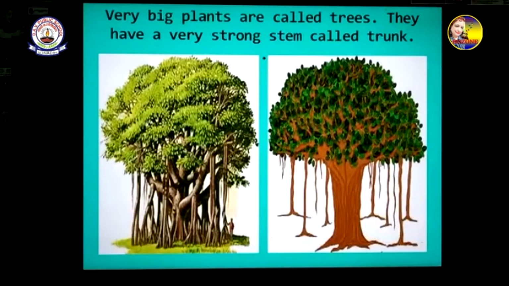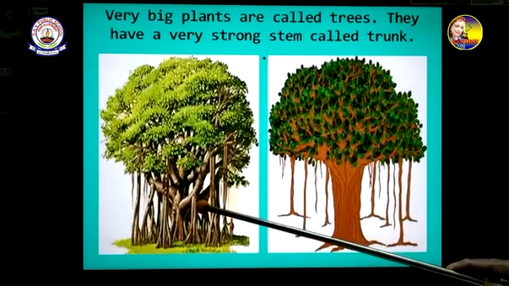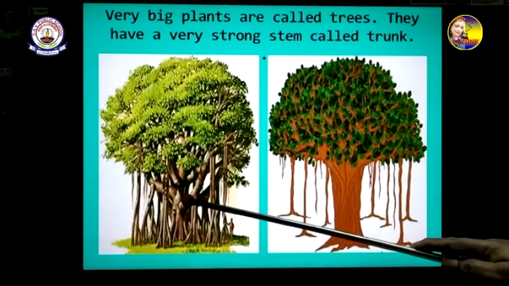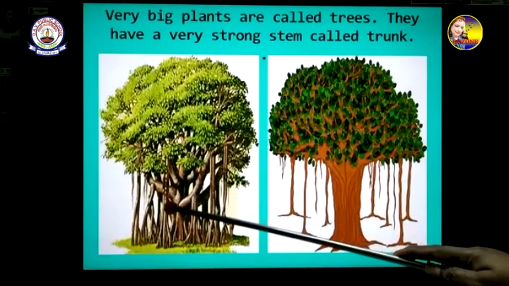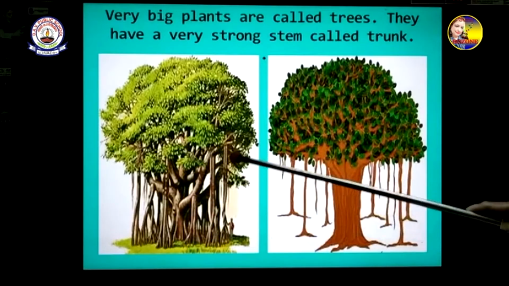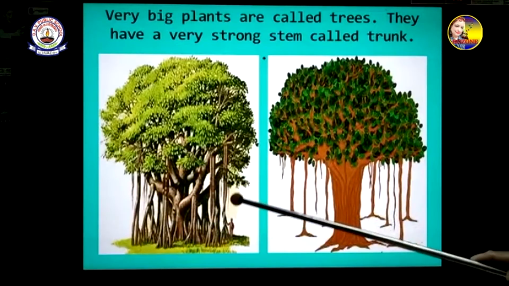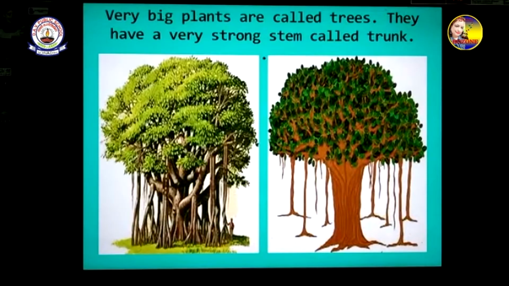Very big plants are called trees. Now these are trees. They are very big. They have a very strong stem called trunk. This is the trunk, you see. This is a banyan tree, and you see these roots coming out from the top. The monkeys jump on them, even children swing on these roots of the banyan tree which are hanging from the top.